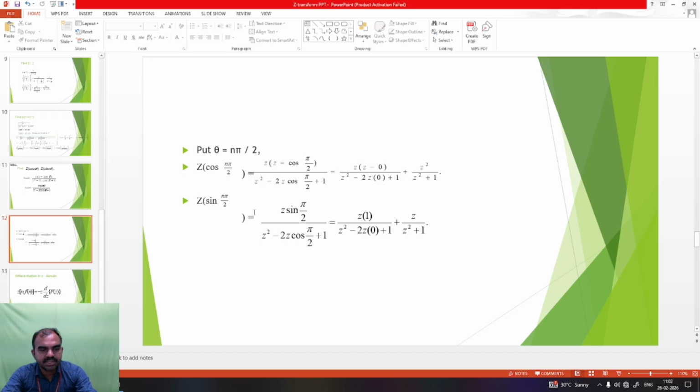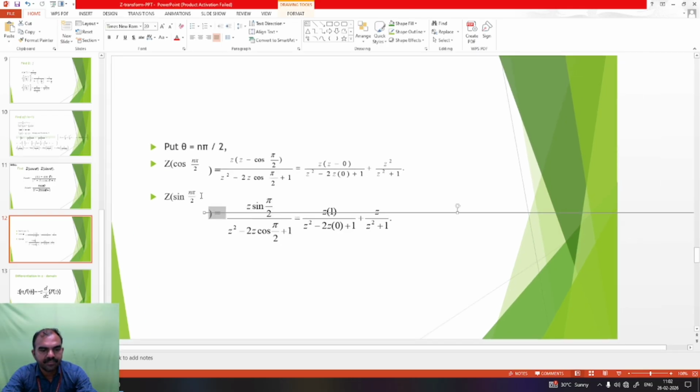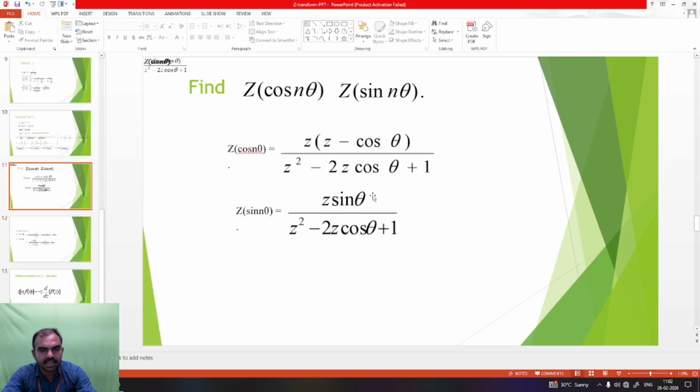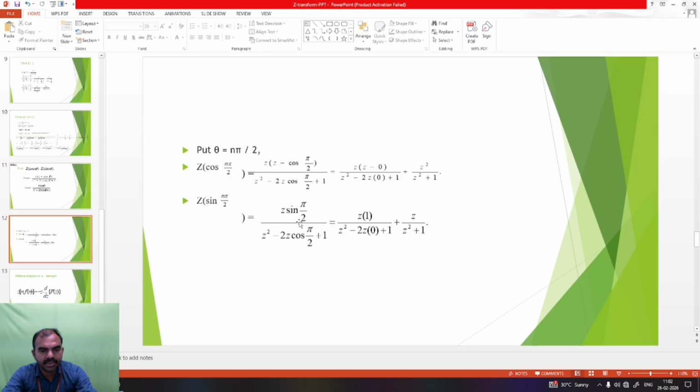Yeah. Next, Z of sin n pi by 2, so substitute the theta value pi by 2 in here, right? In the previous one, the theta value is pi by 2. So z sin pi by 2 by z square minus 2z cos pi by 2 plus 1, the denominator is the same. So sin pi by 2 value is 1, and 2z cos 90 is 0. So z into 1 is z by z square plus 1.